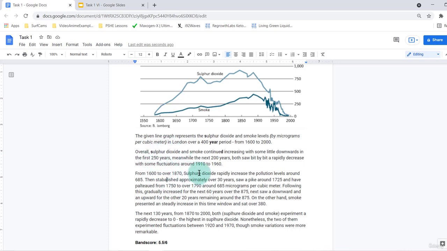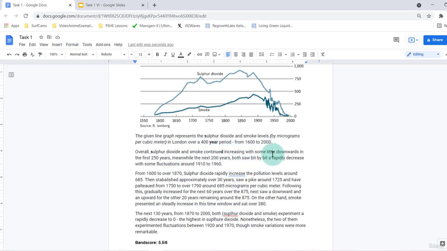I think that this continues throughout. So I've noticed this earlier when I was looking at this piece of writing. I'll try and remember to check that throughout. Overall, sulfur dioxide and smoke continued increasing. Continued increasing. I'm okay with that.